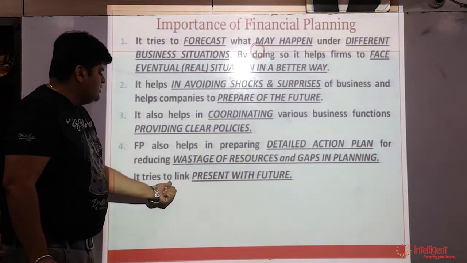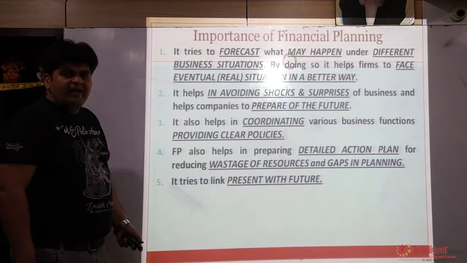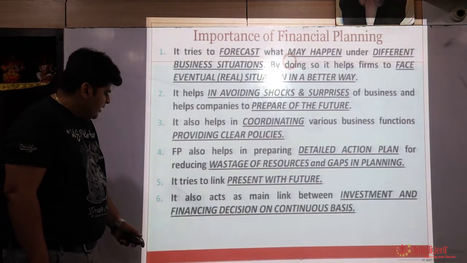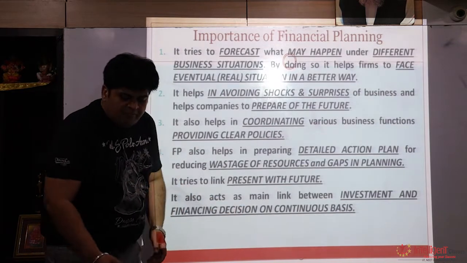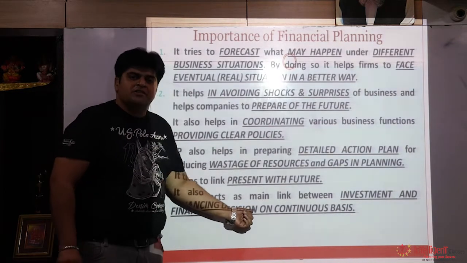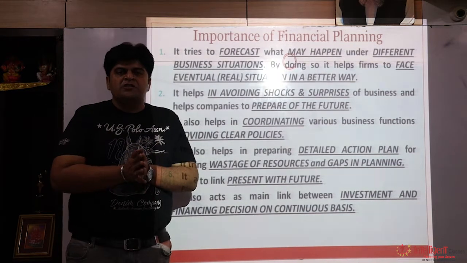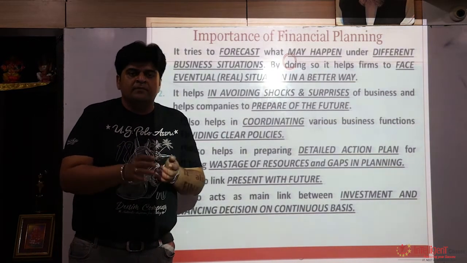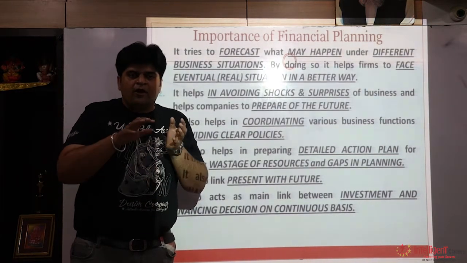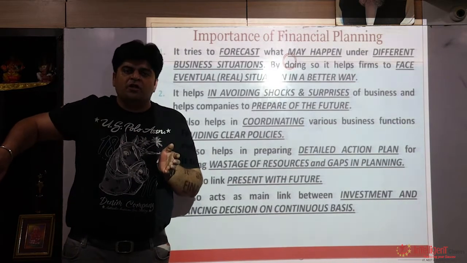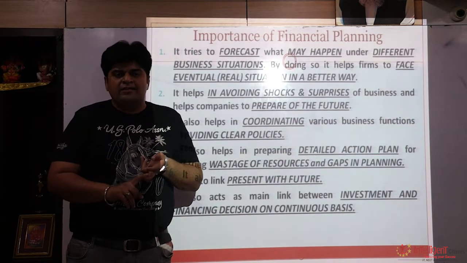And obviously, who is helping them? None other than financial planning. After completing 5 points, now we are moving towards the 6th point. The 6th point says financial planning is acting as a main link between investment and financing decisions on a continuous basis. My dear friends, as you know, every financial decision has 3 important decisions: investment decision, financing decision, and dividend decision. For that matter, we are trying to put the dividend decision aside, and it is left with 2 important decisions: investment decision and financing decision.